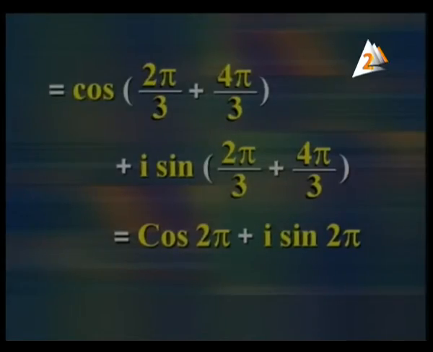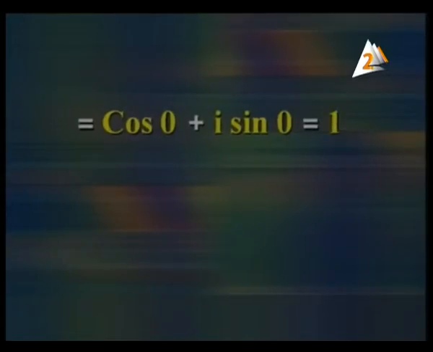What do you mean, 2 pi? Cosine 180 plus i sine 180. Cosine 0 plus i sine 0. Therefore it equals 1, since cosine 0 equals 1 and i sine 0 equals 0. Then 0 plus 1 equals 1. Therefore, omega times omega square equals omega cubed equals 1.